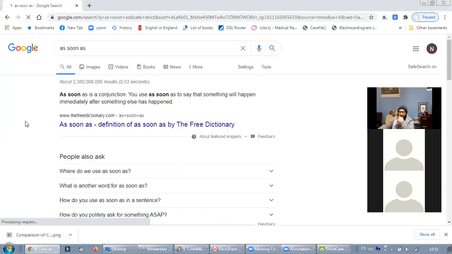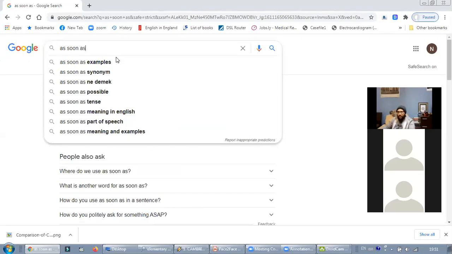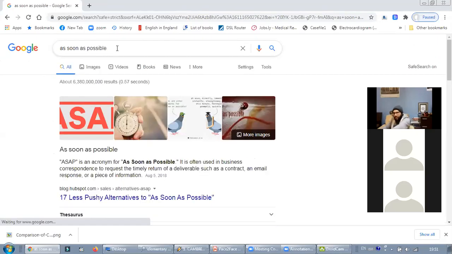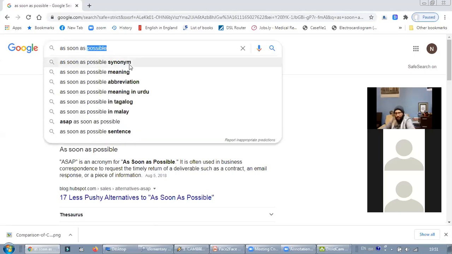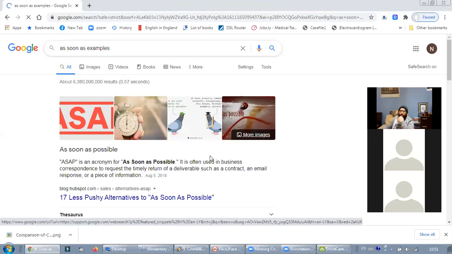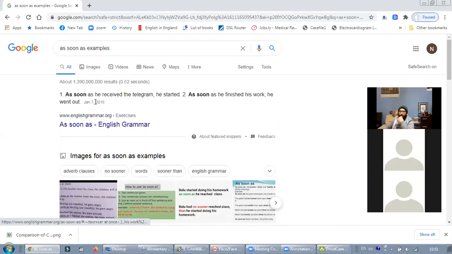Yes. No. Right. Okay, so I'm just going to look for a few examples of as soon as. Okay, so let's look for as soon as. Can you see? Look at the first example. As soon as he received the telegram, he started. As soon as he finished his work, he went out. Can you see how they use the past simple? Yes.